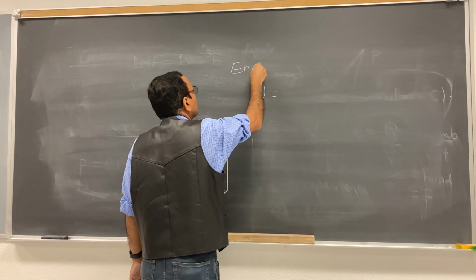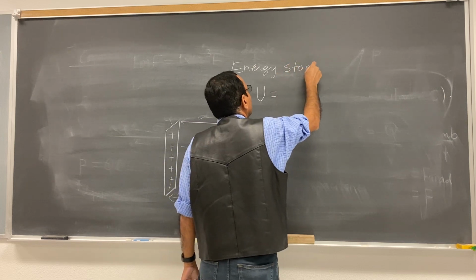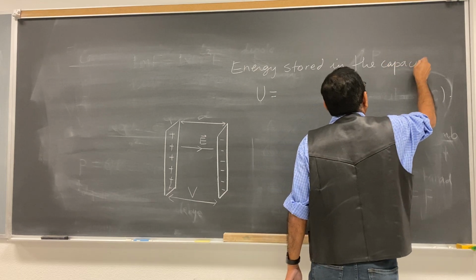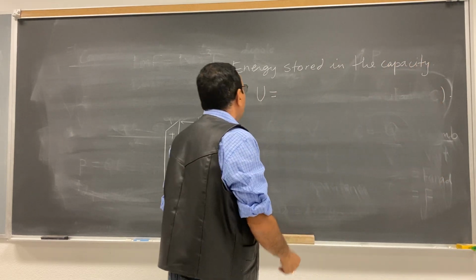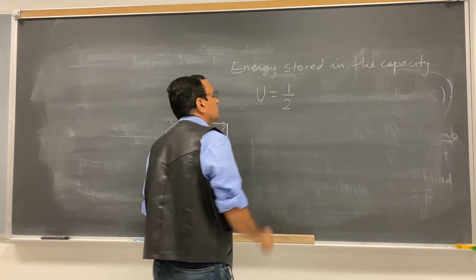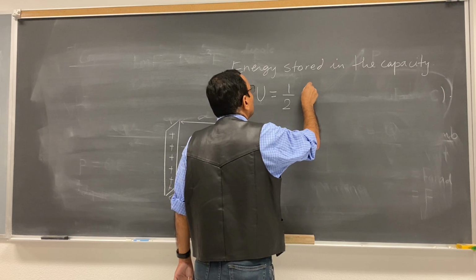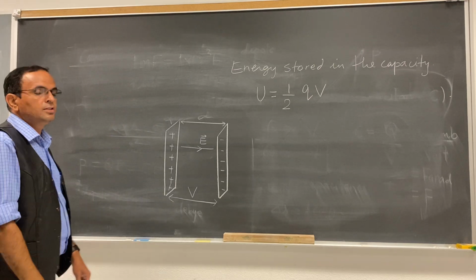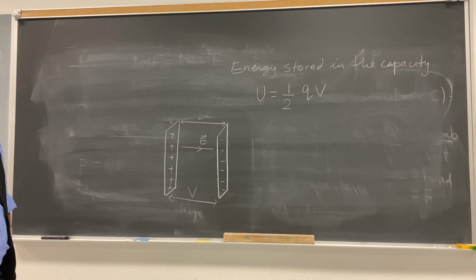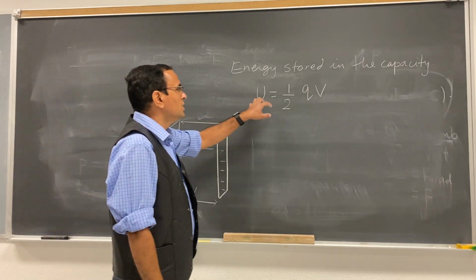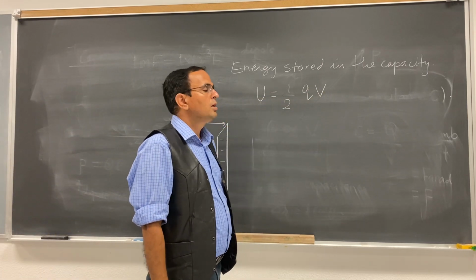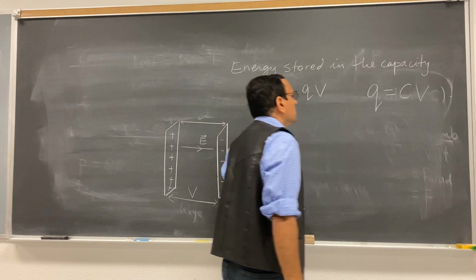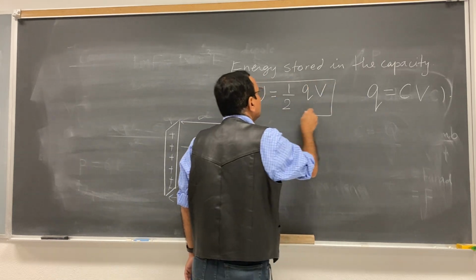U, the energy stored in the capacitor, is 1/2 Q times V. Energy stored in the capacitor is 1/2 Q times V. But you know that Q equal to C times V. So this is the formula to calculate the energy stored in the capacitors.